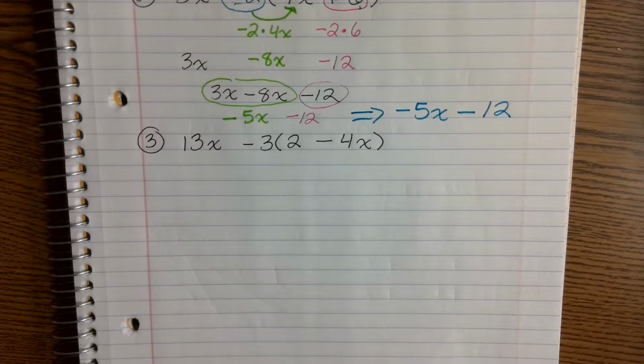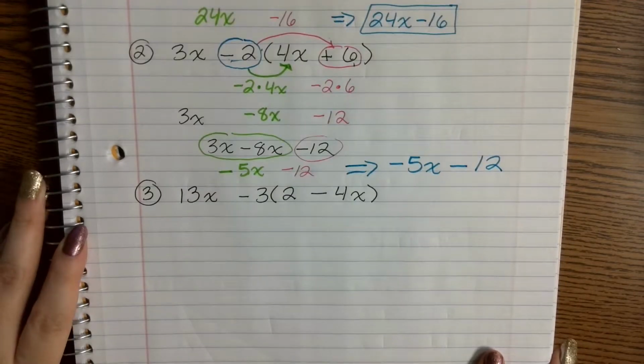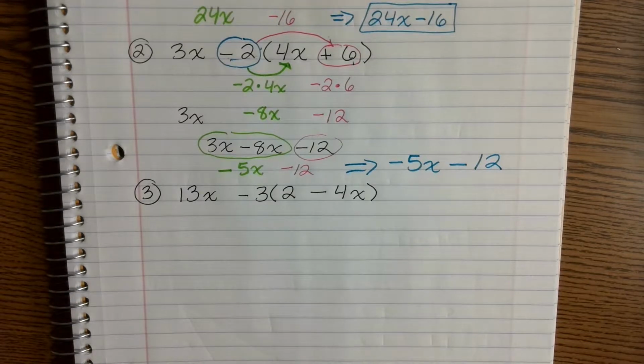Problem 3, what did you guys get? Let's see here. Trevor, what'd you get? Very good. 25x minus 6. So again, let's go on ahead and go over that one.